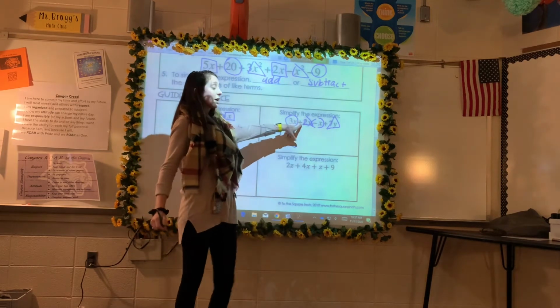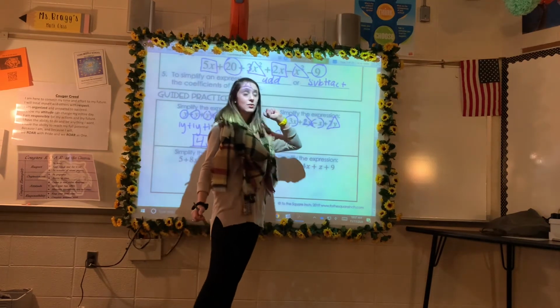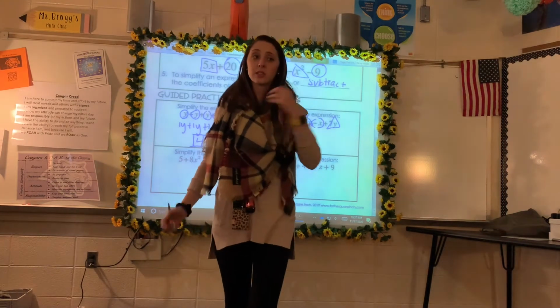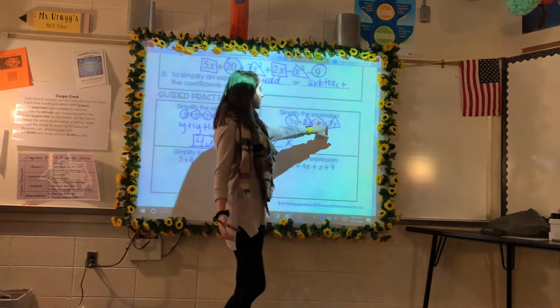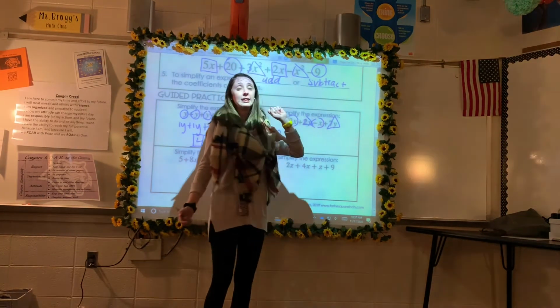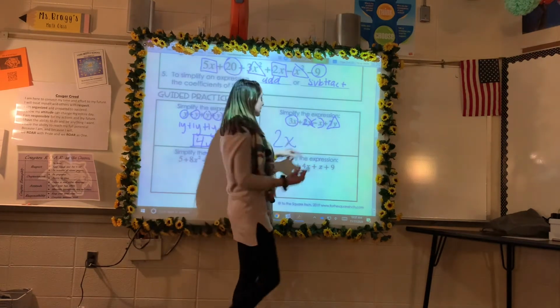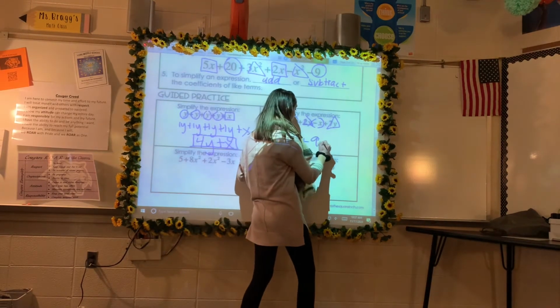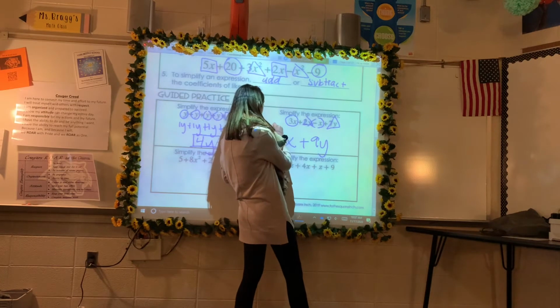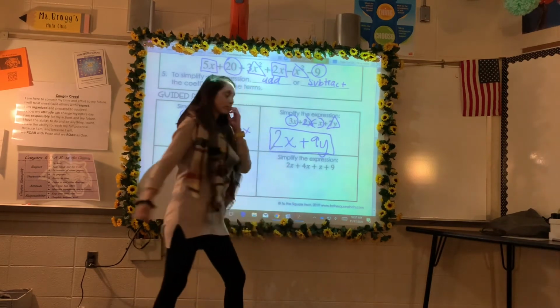For the next one, we have 2y, and then we're adding a 7y to it. Those terms are alike, so we add those coefficients because the operation beside it is addition. So 2 plus 7 would give us that 9y. So we simplified it, and we're good to go. And that would be our answer.